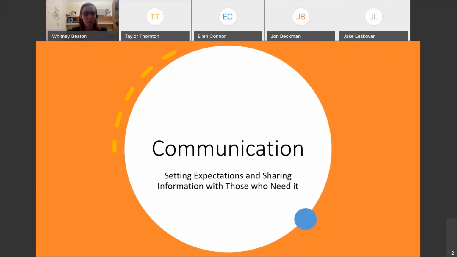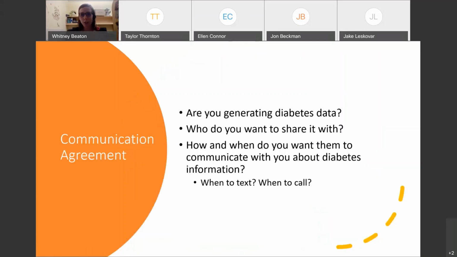We also want to talk about communication. So you need to set expectations about sharing information and also know how to share information with those who need it. So are you generating diabetes data? Almost everyone is at this point, right? If you're using a glucometer or a CGM or a pump, you are creating information about your blood sugars. Now is a great time to think about who you want to share it with and how you want to share that information.